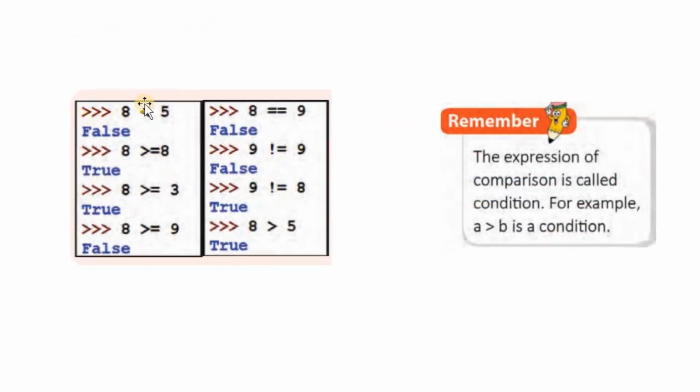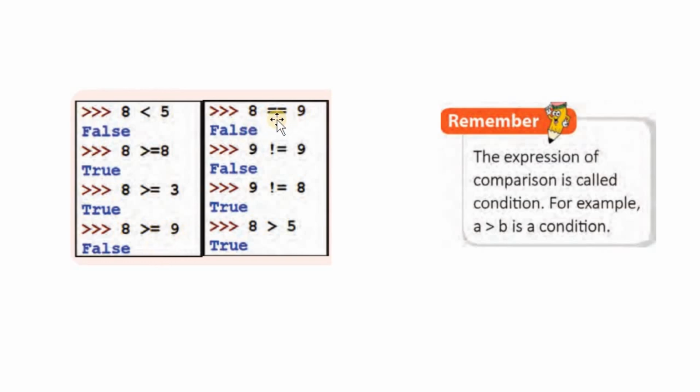If you just enter 8 less than 5, you are asking Python, is 8 less than 5? And the output will be false. Of course you know that. Next, is 8 greater than equal to 8? Of course it's true. Again, is 8 greater than equal to 3? True. Next, if you ask if 8 is greater than equal to 9, it's false.